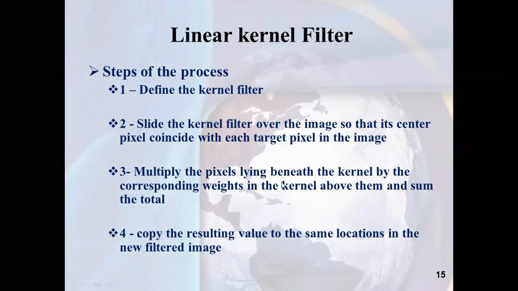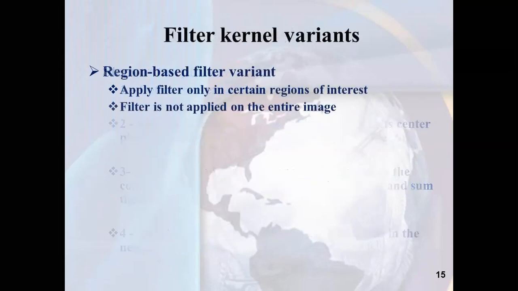Then we multiply the pixels lying beneath the kernel by the corresponding weights, as we did here, and make the summation of the total. We replace each pixel by the new value, and we copy the identical value at the same location i, j in the new filtered image. So in this way, we apply the kernel filter to the image.